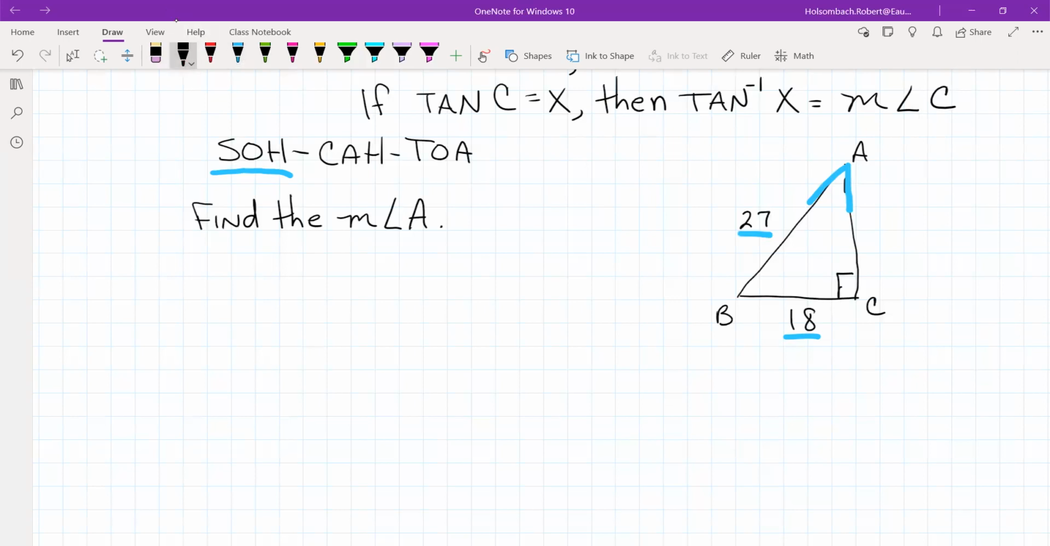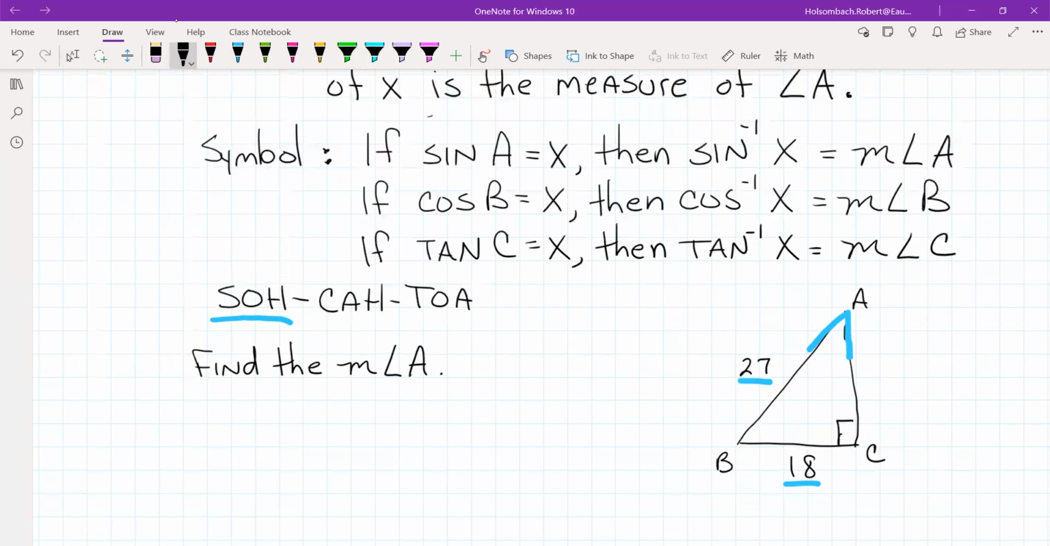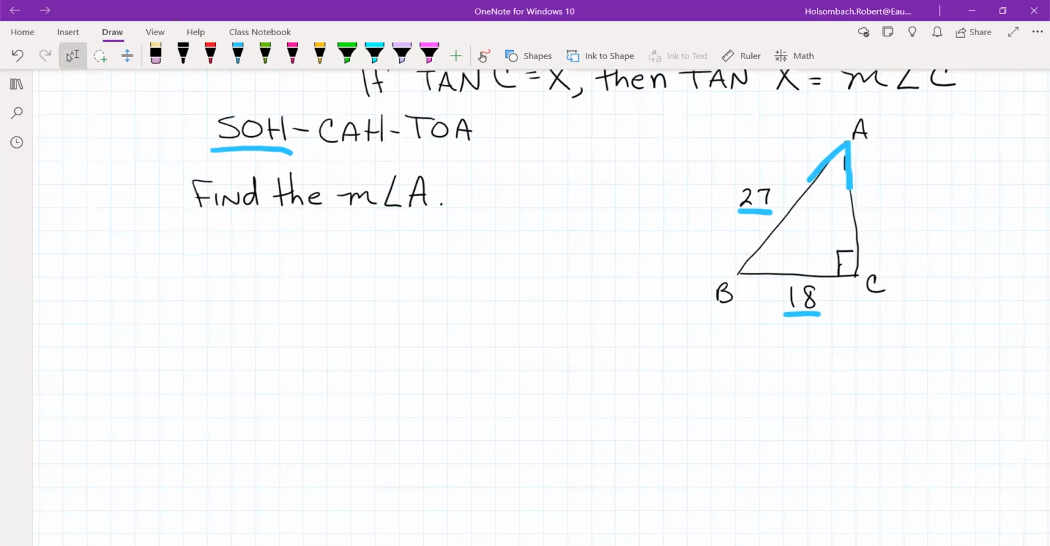So watch. If we know the sine of angle A, if you go back to your symbol, if the sine of angle A equals x, then the inverse sine of x equals the measure of angle A. So the measure of angle A is equal to, since we're dealing with opposite and hypotenuse, we're going to use the inverse of sine. So we say inverse sine of opposite over hypotenuse.